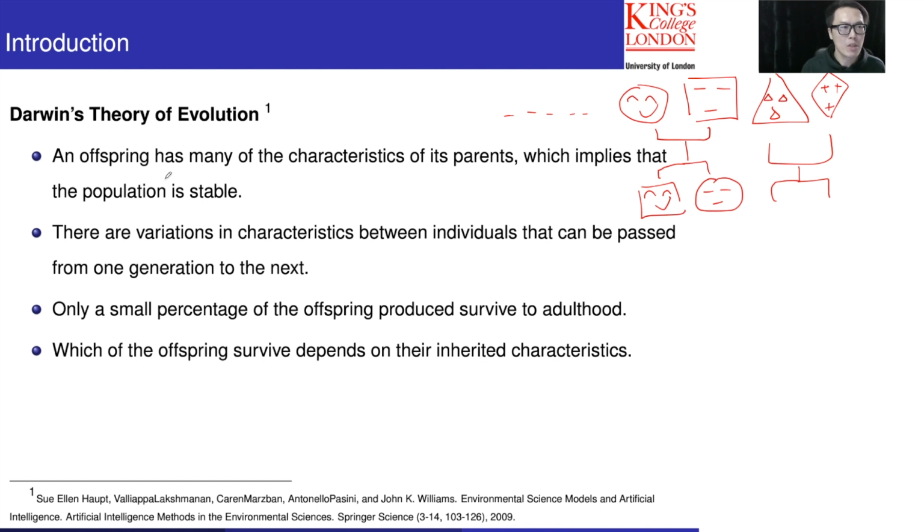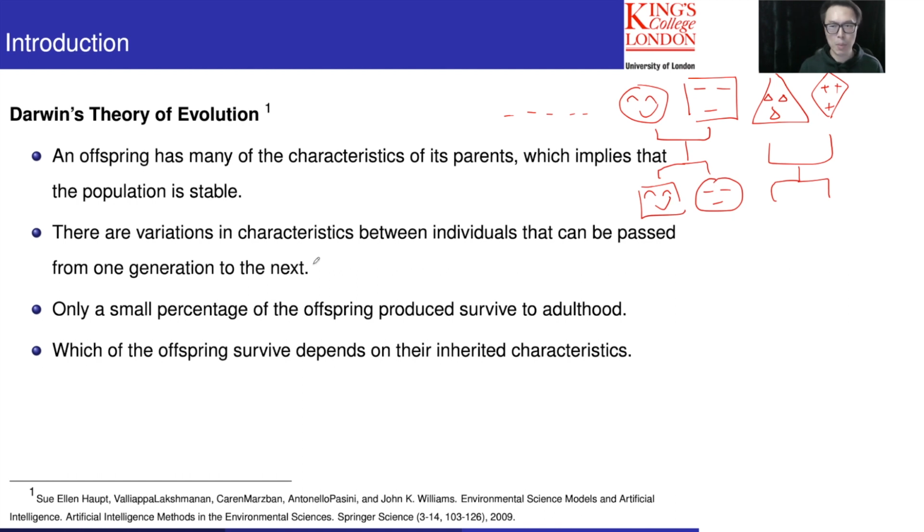So Darwin's theory just mentioned that the offspring has many of the characteristics from its parents. So, for example, these kinds of eyes are passed on to the next generation. And if this characteristic does not change much in the next generation, that means these are good characteristics, and these characteristics are stable, because they can stay. And there are variations in characteristics between individuals. When you look at different offspring, they look different, and they have some variation in shape and form, and through mutations, sometimes their eyes are longer or smaller, something like that.